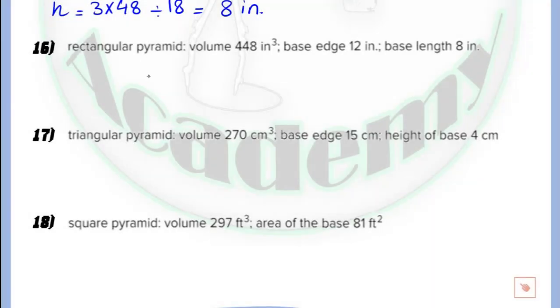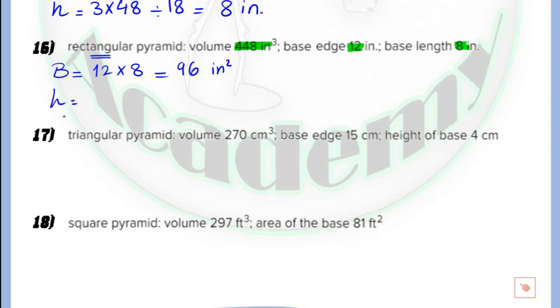In question number 16, we need to find the height of a rectangular pyramid. Rectangular means the base is a rectangle. The volume equals 448, the base edge equals 12, and the length equals 8, so we need to find the area of the base. The base is a rectangle, so the area of the base is 12 multiplied by 8. 12 times 8 equals 96 square inches.